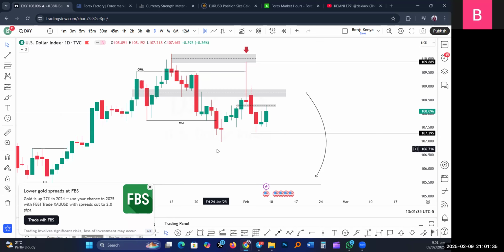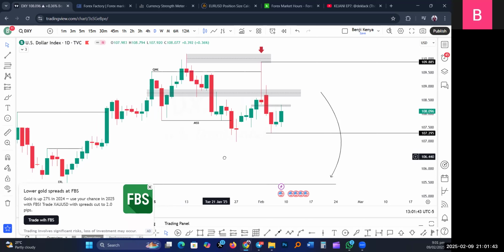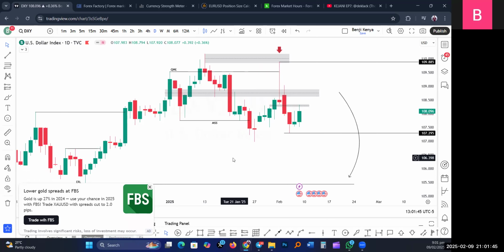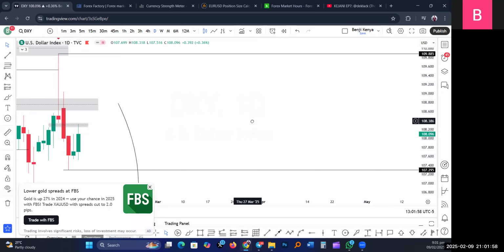Another thing about this market is that it moves from zone to zone. After taking out liquidity, the market moves from one zone to the other. So you just need to know where the market is moving and the areas of liquidity, where the market is headed to. Simple things that I usually tell people. Let me just do an example here.